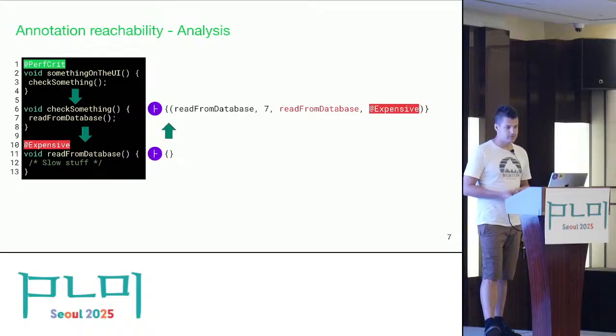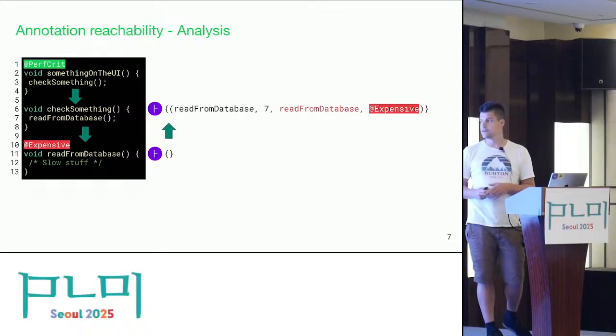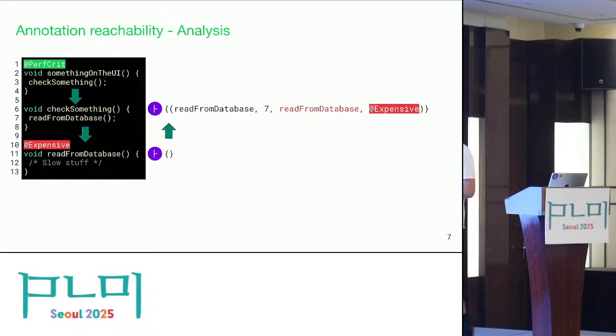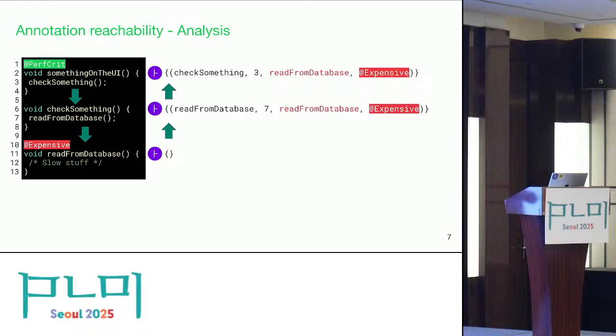Then we go to check something, where we see that in line 7, it calls this read from database function, which is actually a sink annotated with expensive, so we put this in our summary. And then when we go to something on the UI, we see that we call check something in line 3, which itself is not a sink, but there is a sink reachable from it, namely read from database, which is expensive, so we put this information in our summary.